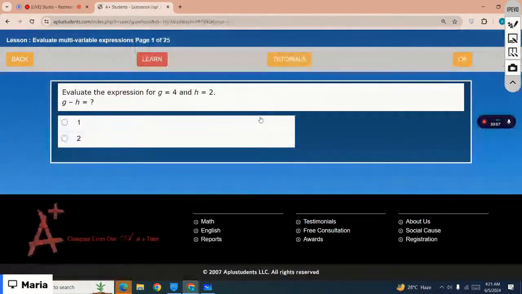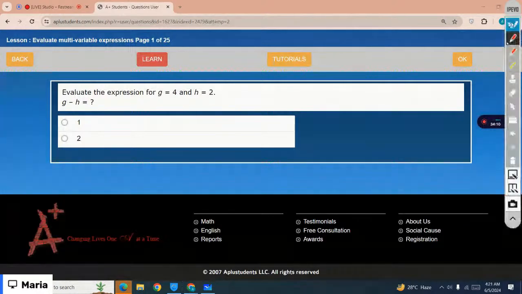Evaluate the expression for g equals 4 and h equals 2. So you are given two of the variables and their values. So simply replace the variables with the values and you have to evaluate, right? So you have g equals 4 and h equals 2. So that is g minus h. g is 4, h is 2. So 4 minus 2 is, yes, 2 it is. The correct option is 2.